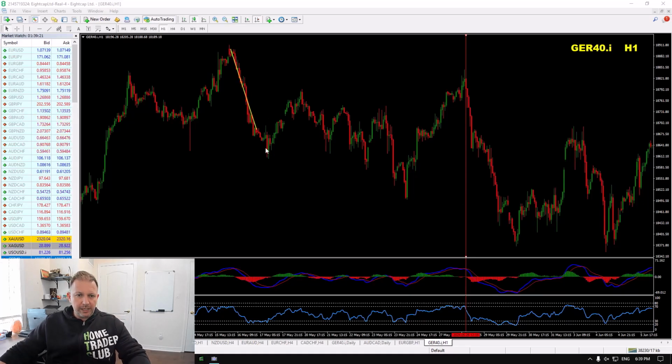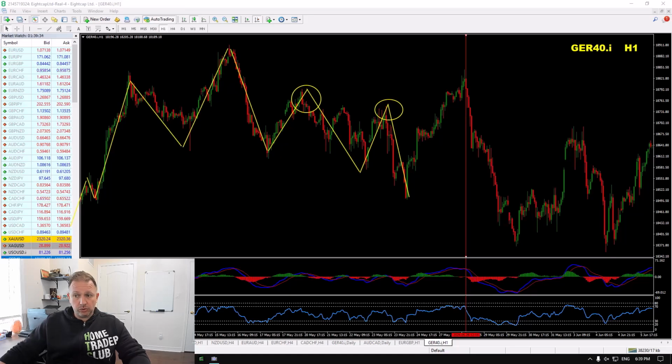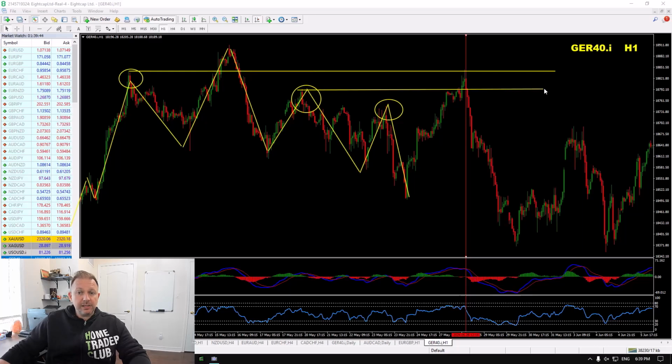Think about it this way. In this downtrend, where did the sellers take control from? Here and here. In the previous uptrend we saw, where the sellers took control, here and here. So this is the last peak, that's why we don't use that, right? But this level and this level are key.